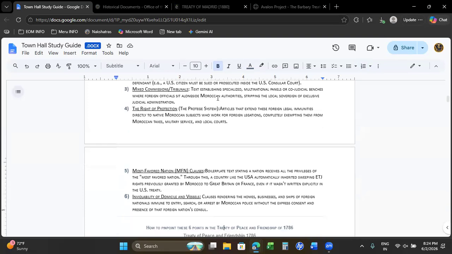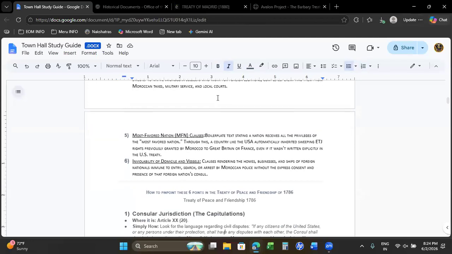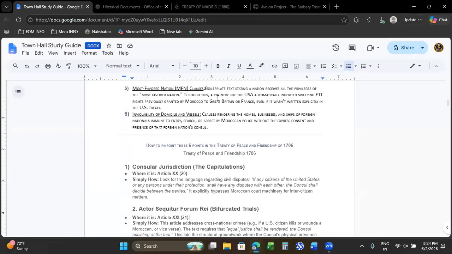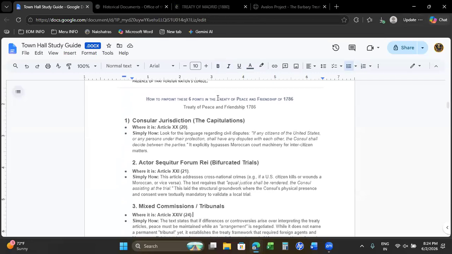Okay. So let's continue on here. So we won't go through each and every one of these points, but I want you all to understand the gist here. We'll start off with the TOPAF, the Treaty of Peace and Friendship, right? The TOPAF of 1786 specifically. It says how to pinpoint these 6 points.